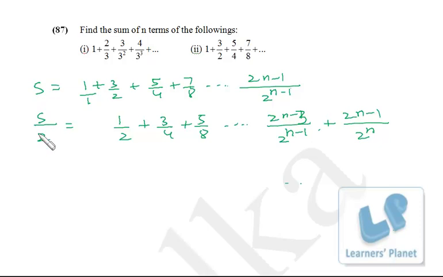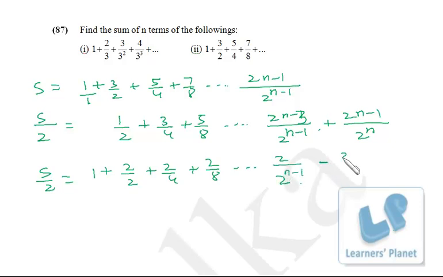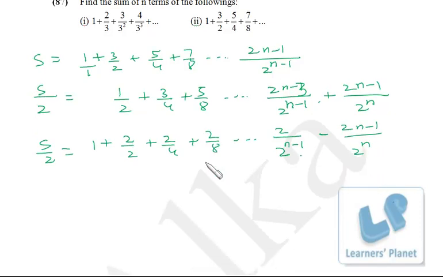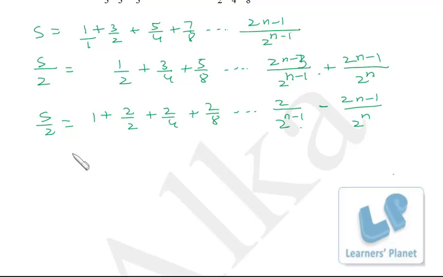Okay, now if we deduct this from this, S minus S by 2 is equal to S by 2. Then this is 1 plus 2 by 2 plus 2 by 4 plus 2 by 8, and then deducting, minus 2n minus 1 upon 2 raised to n. Okay, then 1 plus, this 2 I can take common.